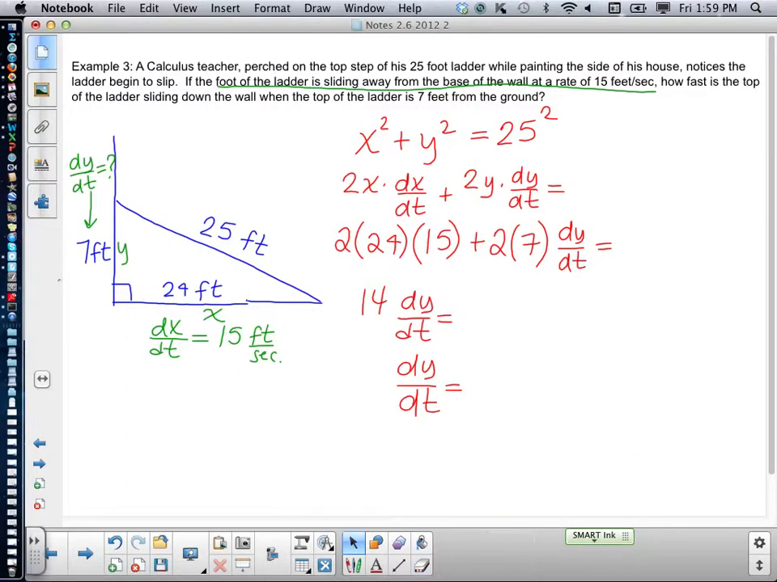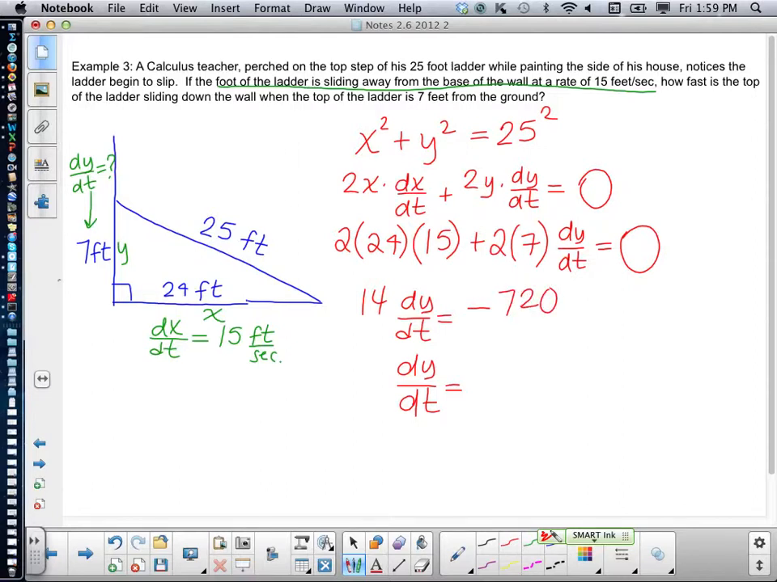Okay. So the derivative of the 25 squared, that's going to be 0. So we have 0 here, 0 here. So we have 14 dy/dt equals negative 720. So it's just going to be negative 720 divided by 14.